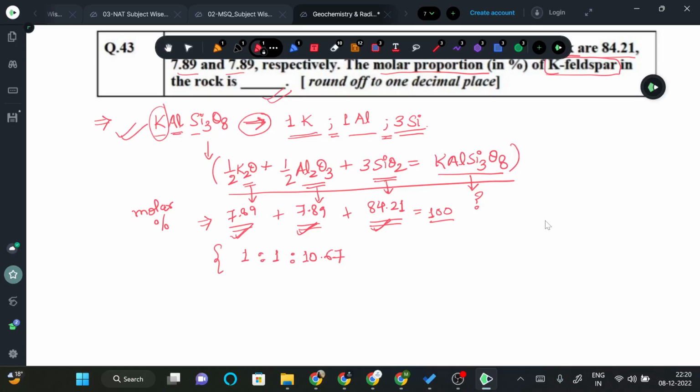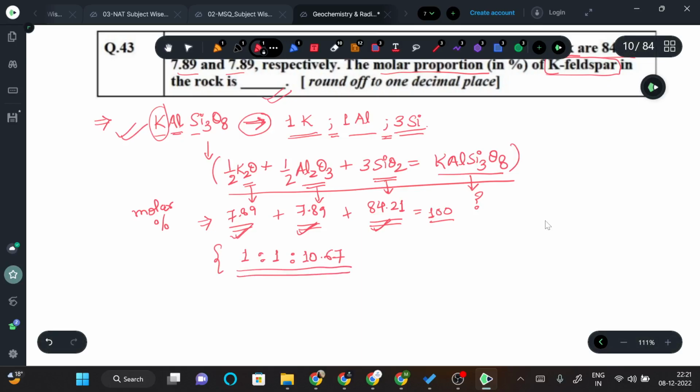Yes, it's coming out to be 99.99, so it is adding up to around 100. Okay. So that means here you can see this is the given ratio proportion. That means SiO2 is 10.67 times Al2O3 and K2O.